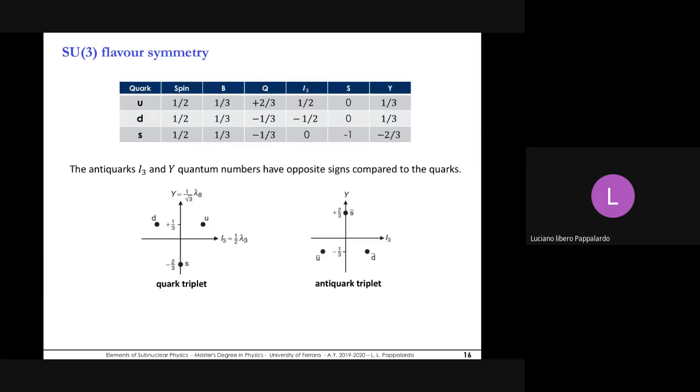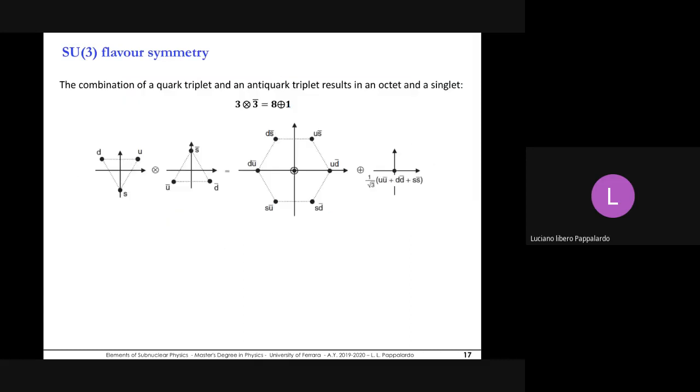Okay, so we have just seen how to represent the quark triplet and the anti-quark triplet into this space, that is a plane made by the hypercharge and the third component of isospin. Now let's go into more detail on how to classify and represent mesons. So today we will deal with mesons. Tomorrow we will move to baryons. Okay, based on the quark model.